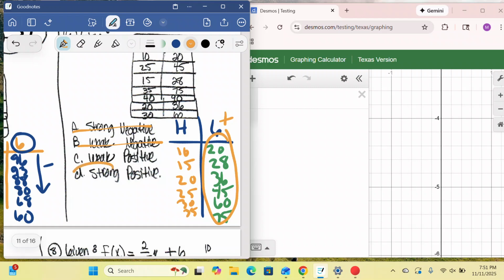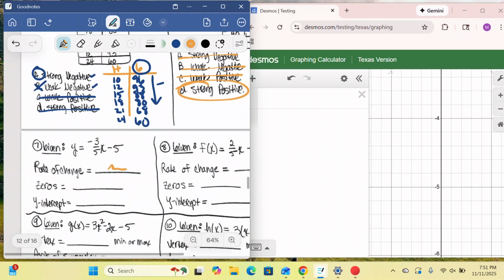So this is considered a strong positive, not a weak one, because if we would have a weak one, it would go up 21, 22, 22.5, 23. Very wimpy. But these are strong. So of course, it is a strong positive, which is letter D.